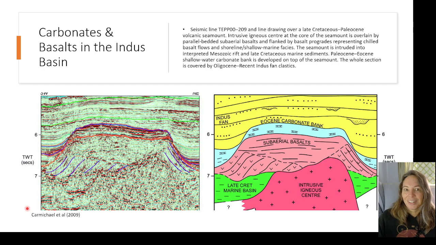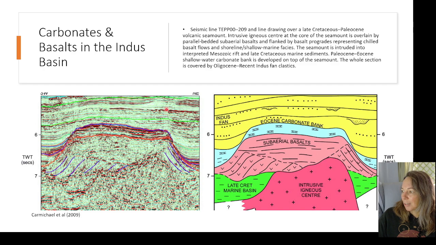Here's a fun example, looking at the mixture of carbonates and basalts in the Indus Basin. And so here we're taking two faster velocity lithologies and looking at them stacked on top of each other. So you had this carbonate reef built on top of the igneous intrusive center. And you can just spend a few seconds looking at the subaerial basalts here. You can see the internal structure more of that carbonate bank that built on top of it, this blue area in the cartoon.